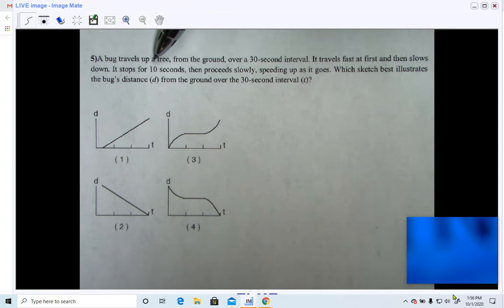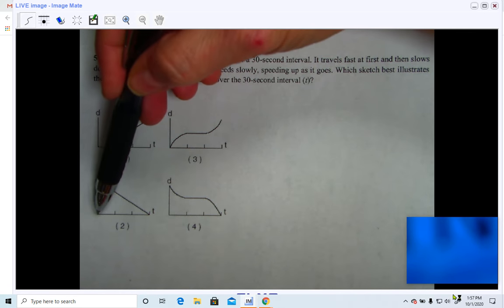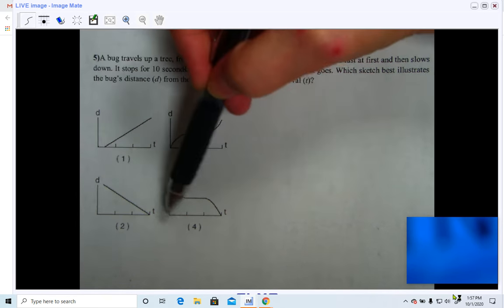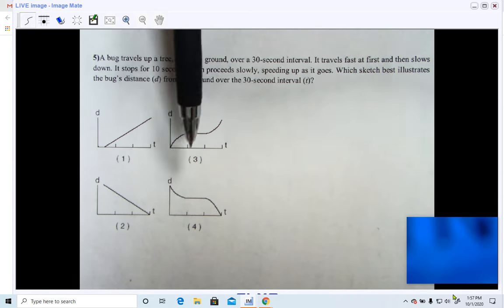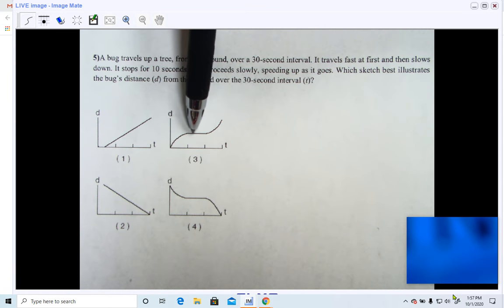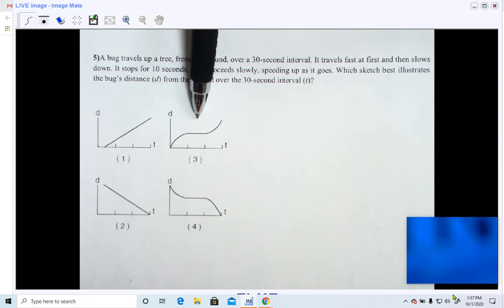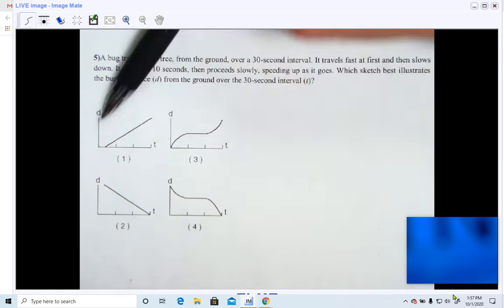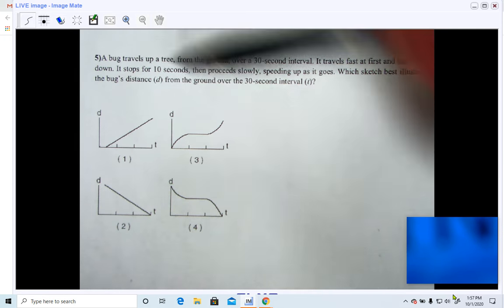Well, a bug travels up a tree, so it's going to start at ground point. So we can eliminate this one because it's not starting at ground point. We can eliminate this one because it's already in the tree. We can eliminate this one because it's already in the tree. So it has to be this one. So like it says, it travels fast at first, it slows down, it stops for 10 seconds, and then it speeds back up. So it has to be this one. So we could eliminate those, and that way we could go back and check just to make sure. But this one was easy.